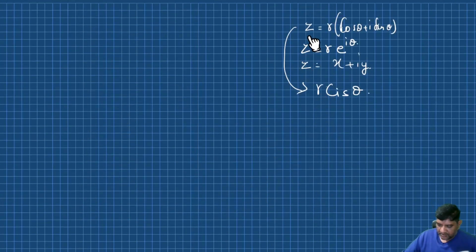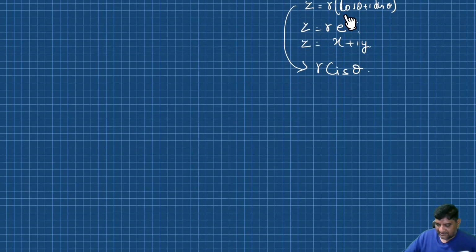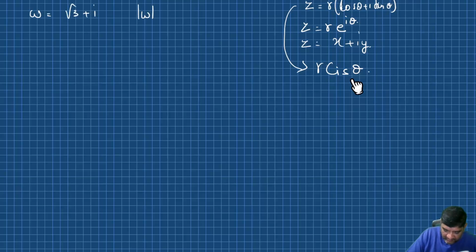Alright, so a complex number Z can be written as R cos theta plus i sin theta. Now this is going to be the polar form. This is the exponential form where Z is equal to R e to the power of i theta, and this is basically Cartesian form. And Z is equal to R cos theta plus i sin theta can also be written as R cis theta. So let's consider this complex number Z, root 3 plus i. I know that the modulus of that is 2, and then the argument of Z is pi by 6. So W can be written as 2 e to the power of i pi by 6.